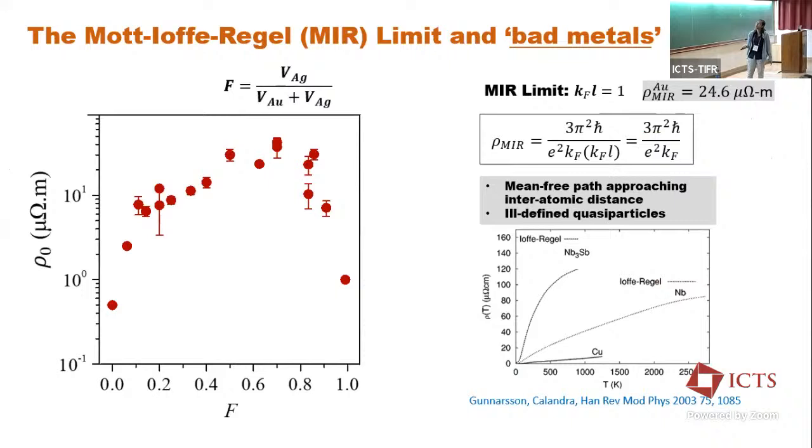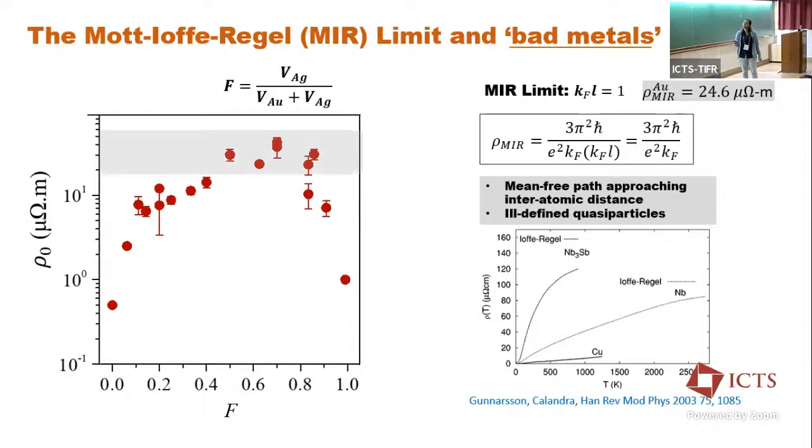So what is the Mott-Ioffe-Regel limit? We know that in a metal, the scattering length changes with temperature. The scattering length decreases with increasing temperature. However, it can only decrease to the extent of the interatomic spacing, because after that your quasi-particles will not be well defined. So this is an empirical formula, and we can get some numbers for a particular system.